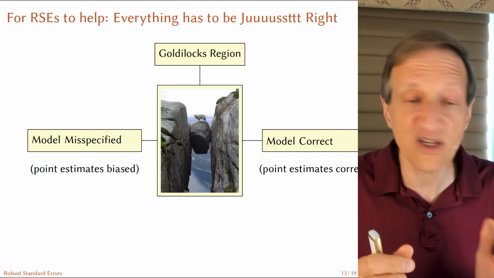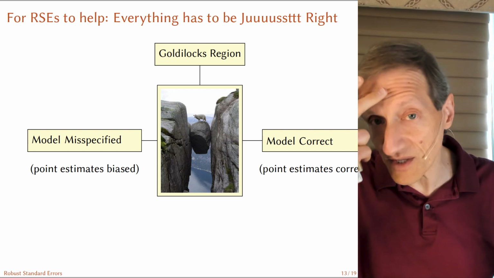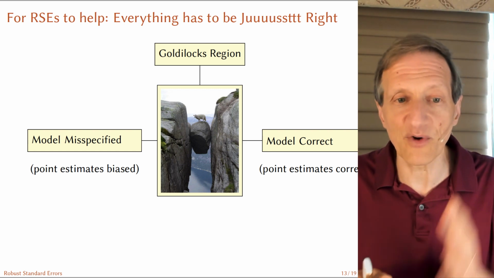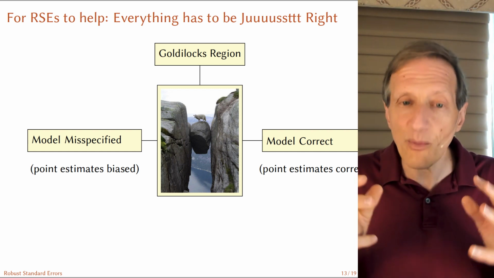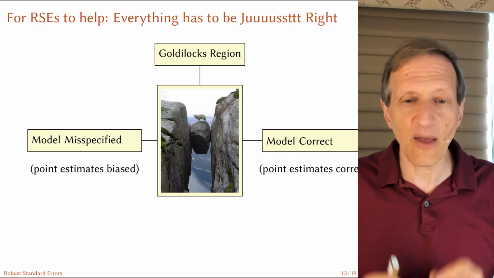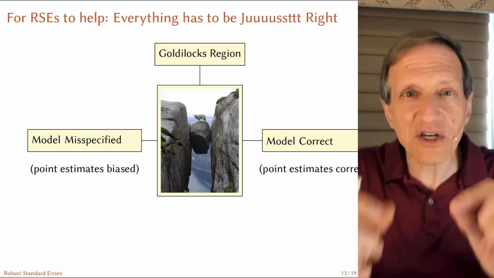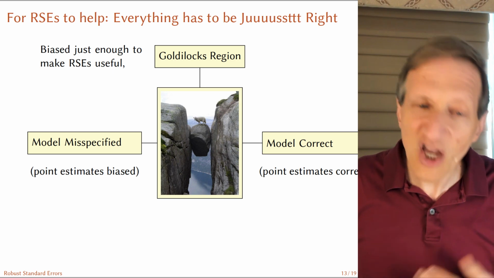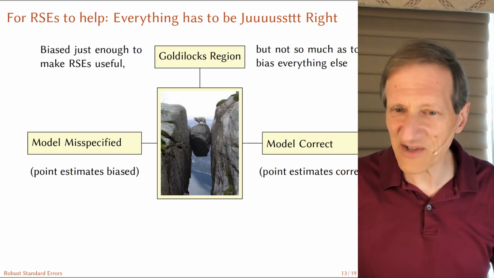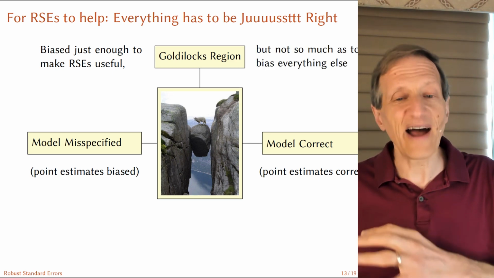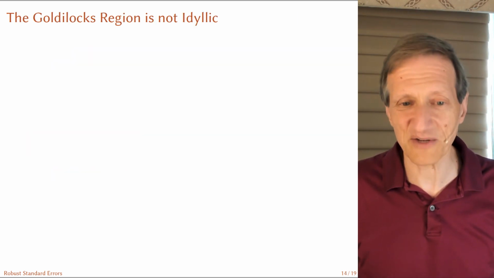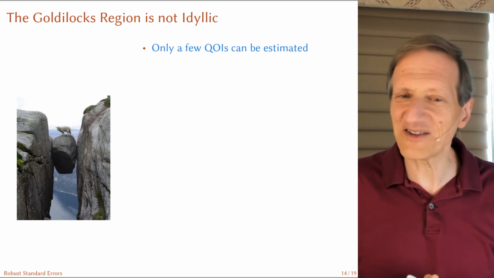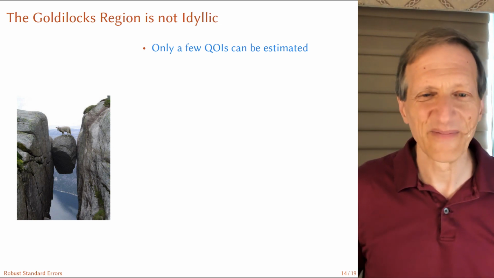If the model is too misspecified, everything's wrong, including the standard errors. If it's correct, well, there's no point in using it to begin with. So you really have to understand that robust standard errors absolutely can help, but only in this region, and you need to know whether you're in this region. Okay, so they're biased just enough to make robust standard errors useful, but not so biased as to make everything else useless. Okay, the Goldilocks region is not an idyllic, wonderful place to be. You don't want to be that goat.